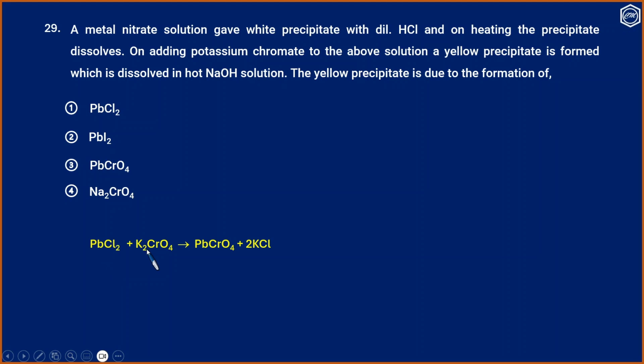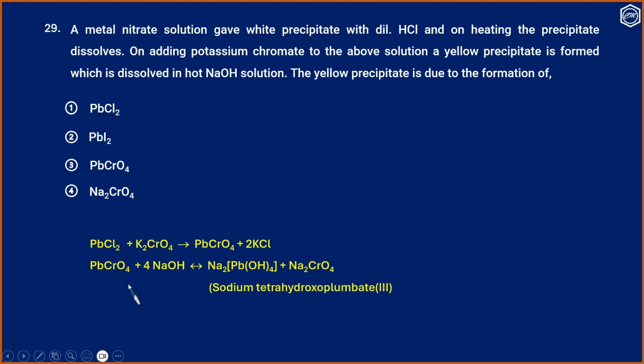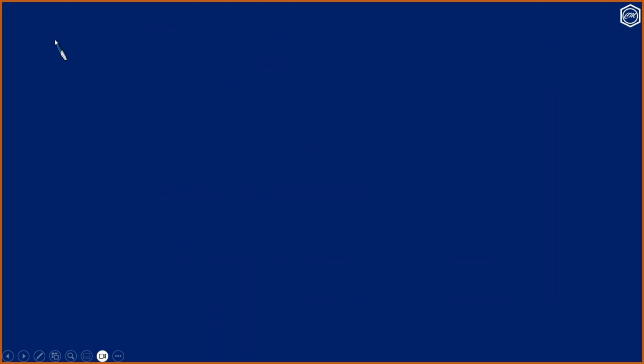And lead chloride reacts with potassium chromate giving lead chromate, which is yellow in color. And this test is used as a confirmatory test for lead 2 plus. And if we add sodium hydroxide to lead chromate, it dissolves due to the formation of a complex. So the correct answer should be option 3.